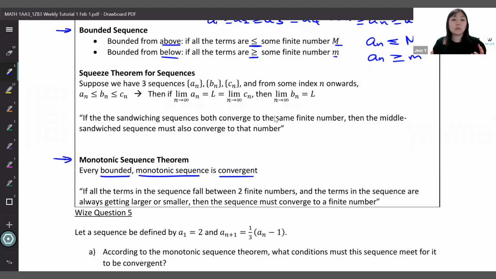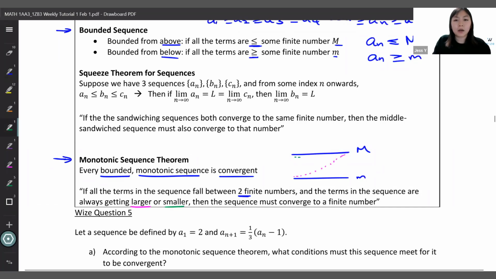So in plain English, it means that if all your terms in the sequence fall between two finite numbers, so I have some M and some little m, and all of my terms are within these two numbers, so it's bounded. And the terms in the sequence are either always getting larger, it's monotonically increasing, or it's always getting smaller, it's monotonically decreasing, then the sequence has to converge to a finite number. Okay, you can kind of see that in the picture, right? There's nowhere for it to go. If it's always going up or always going down, it's going to reach a ceiling or a floor at some point, so it has to converge to that finite number, okay?